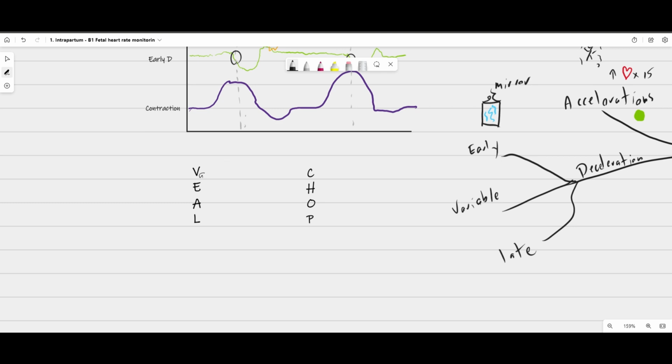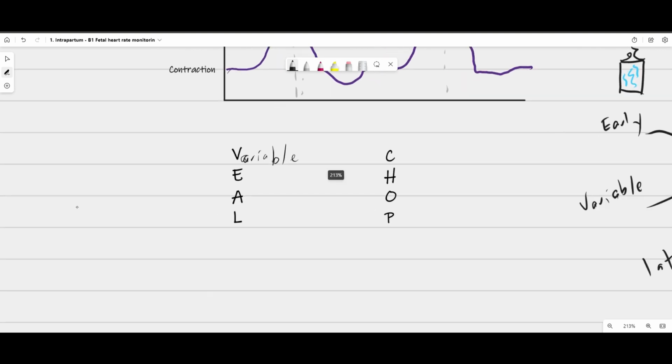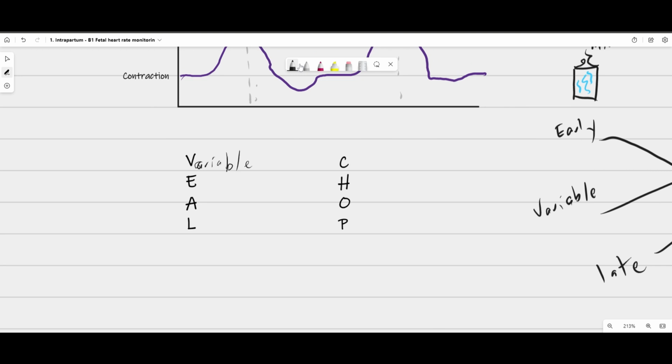So when we're talking about variable, zoom in, make that a little nicer. So with our variable, what's going on with that? VEAL-CHOP, we're going to say cord compression.